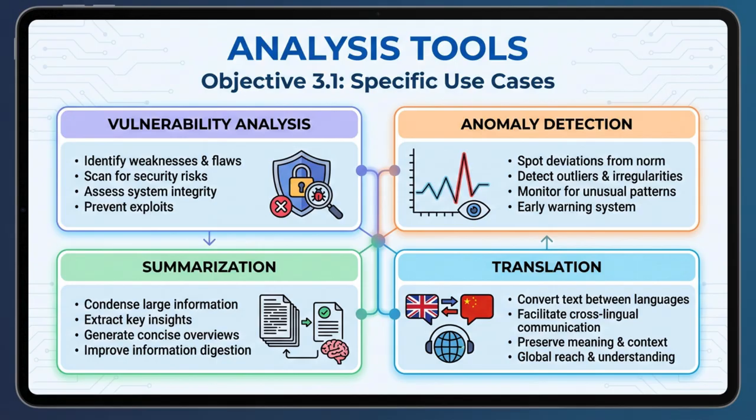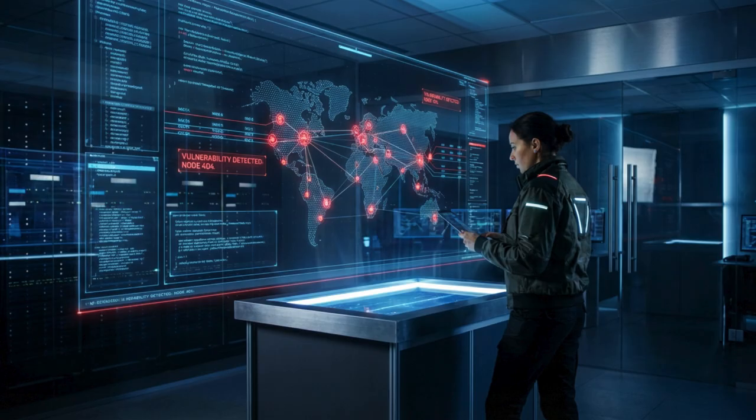Now, let's look at analysis tools. Objective 3.1 lists 4 specific use cases: vulnerability analysis, anomaly detection, summarization, and translation. Vulnerability analysis is huge. Traditional scanners give you a PDF with 5,000 alerts. Nobody reads that. An AI tool ingests that PDF, removes the false positives, and tells you, fix these 3 servers first because they are facing the public internet.